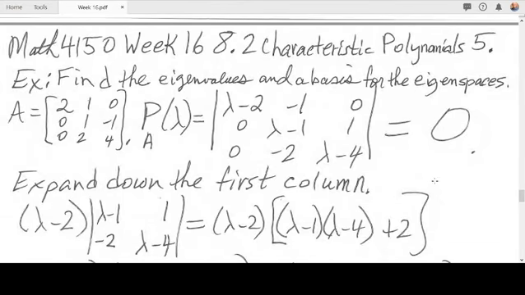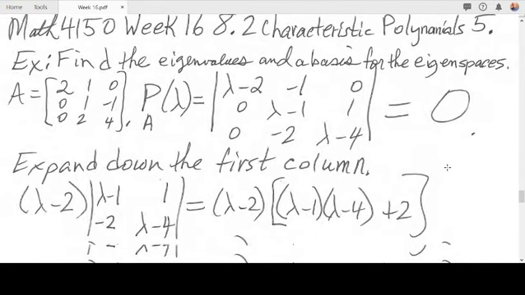Next, we have a 3 by 3 example, finding the eigenvalues and a basis for the eigenspaces of a 3 by 3 matrix. So here's the 3 by 3 matrix that you see. We find the characteristic polynomial, and we see we're looking at the determinant of a 3 by 3 matrix.